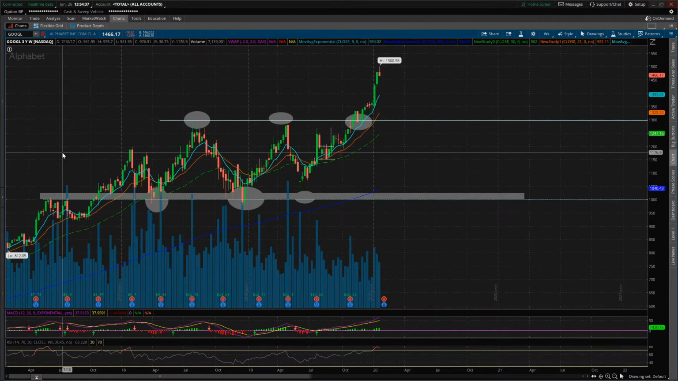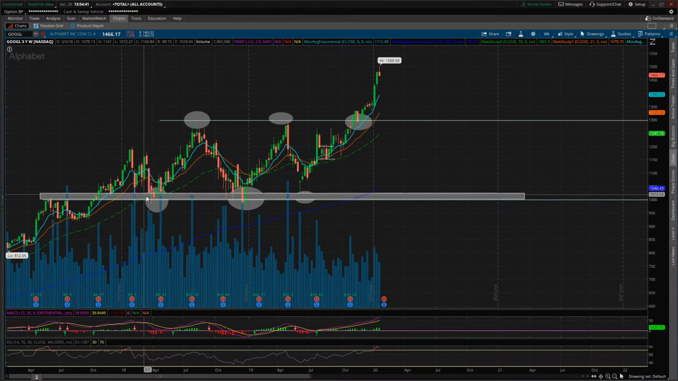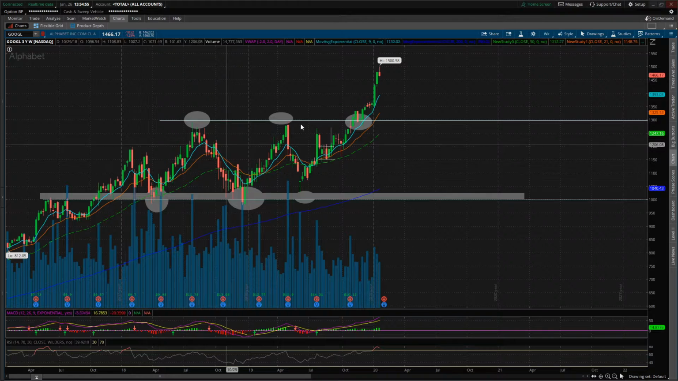So just looking at this chart, I could see, okay, where is a good buy? I'd like to buy around this $1,000 level. Where's a good sell? I'd like to sell around this $1,300 level. And you could have capitalized on this a couple of times throughout the course of the past 2 years.